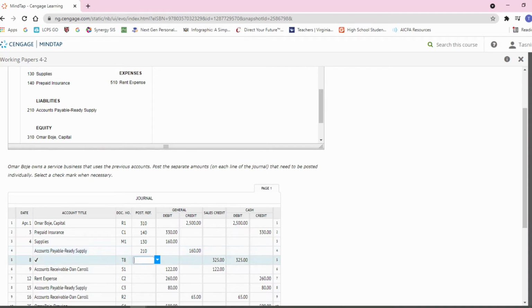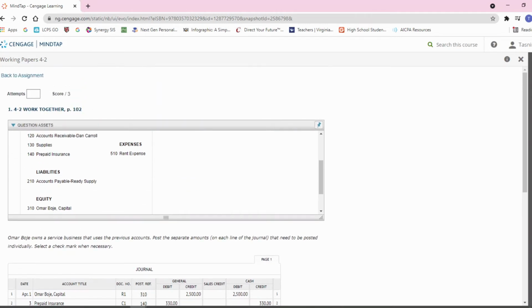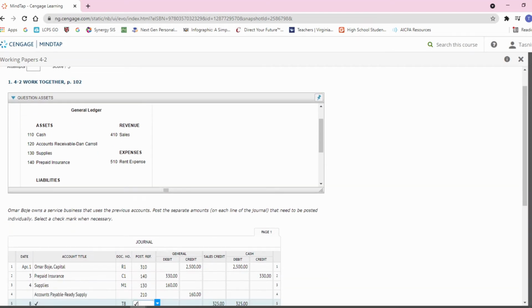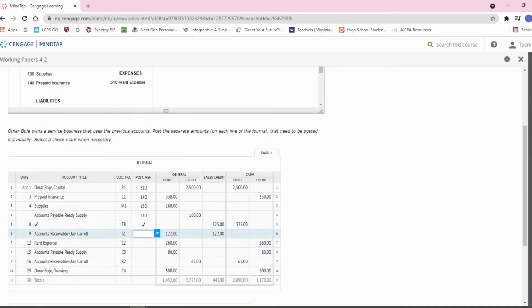And we're moving on to our check. We're just going to put a check mark there, okay? Does that make sense? Because that is our special column account. In our post reference, we're just going to do the same thing and put a check mark. Alright, so moving on to accounts receivable. For Dan Carroll, we only have one accounts receivable, and that account number is 120. Let's scroll back down. I'm going to put account number 120.